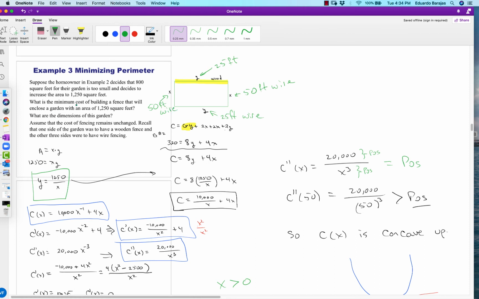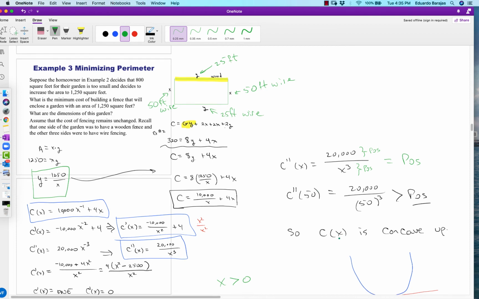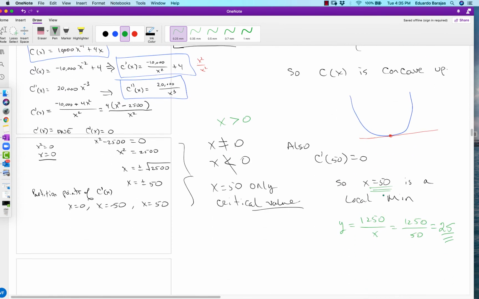Okay, what is the minimum cost of building a fence that will enclose a garden with an area of 1250? What are the dimensions of the garden? Okay, 25 by 50. Assume that the cost of fencing remains unchanged. Recall that one side of the garden has wooden fencing. So we've established that the minimum will occur for this function when x equals 50, but now we have to actually find the value.